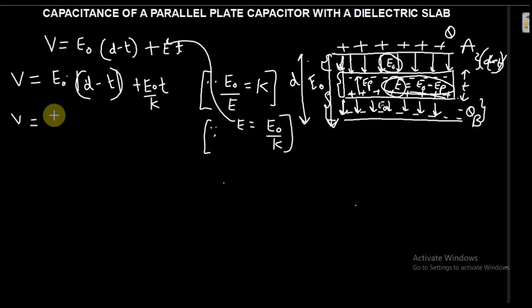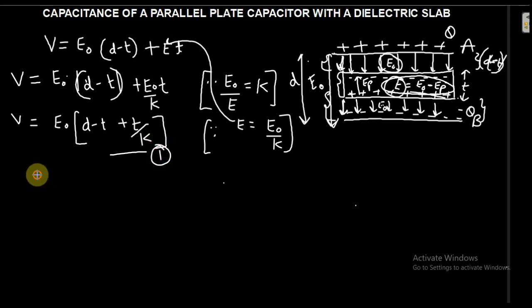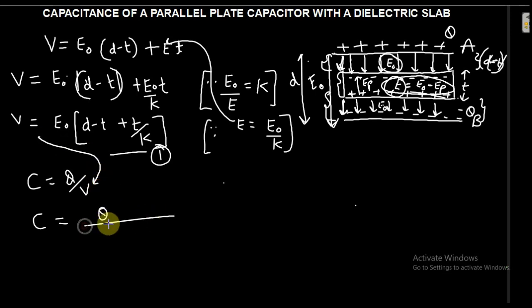In the next step, take E naught outside and you will be left with D minus T plus T by K. This is your equation number 1. Now we have to substitute this value of V in this equation, C is equal to Q by V. So substitute the value of V here, and you will get E naught.